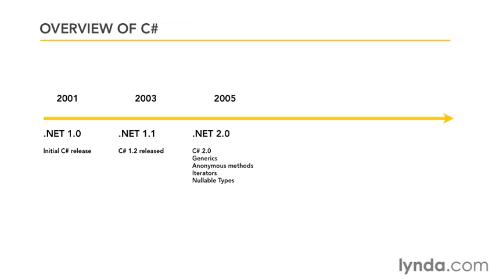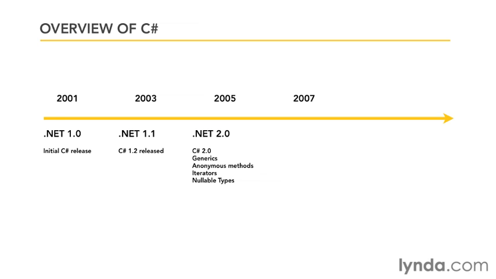That was when .NET 2.0 came out, and .NET 2.0 introduced some neat little things into C#, things like generics and anonymous methods and iterators and nullable types. Some of these things are advanced, and we won't be covering them in this course. But we will be looking at things like nullable types a little bit later on.